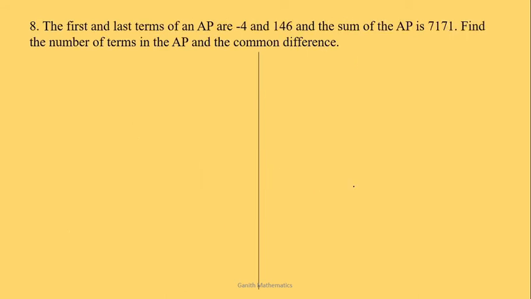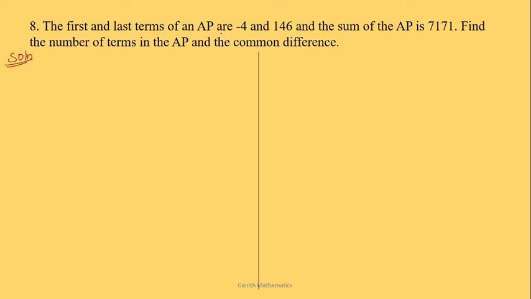Next problem we are going to see: find the number of terms and common difference of an AP. They have given the first and last term of the AP, and the sum is also given, and they ask you to find the number of terms and common difference. That's what we are going to do now. So now we are going to write what are the things they have given.